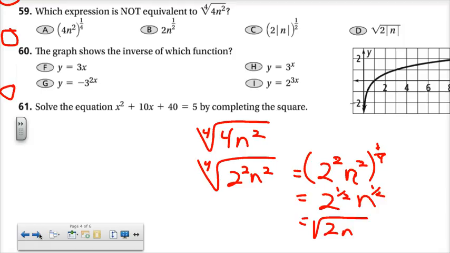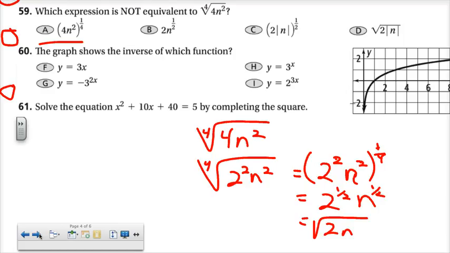So let's see what's going on up here, because we notice we do have some stuff with absolute value bars up here, but they want to know which one of these is not equivalent to the fourth root of 4n squared. And as I was doing the problem right there for number 59, that was the process that I was going through with you, but by using that base of 2, we could simplify this a little bit further.